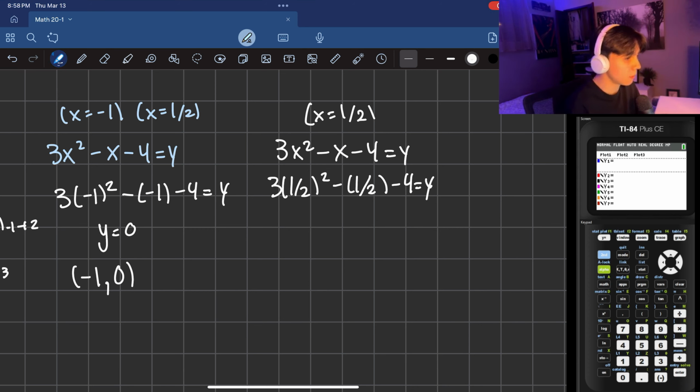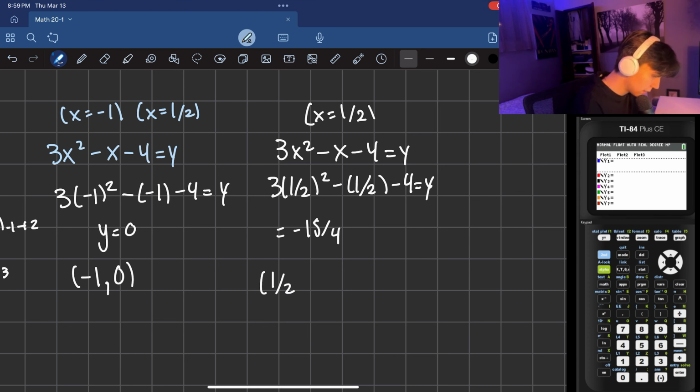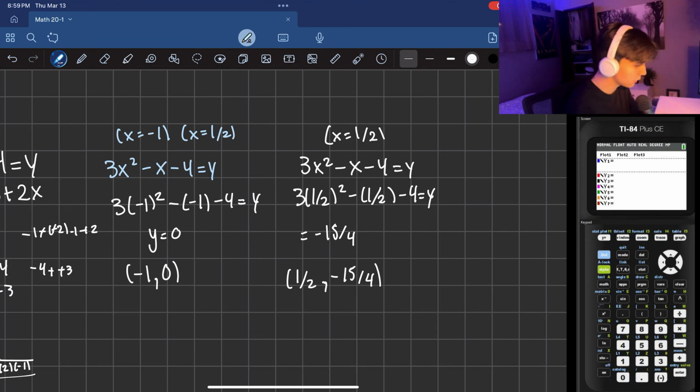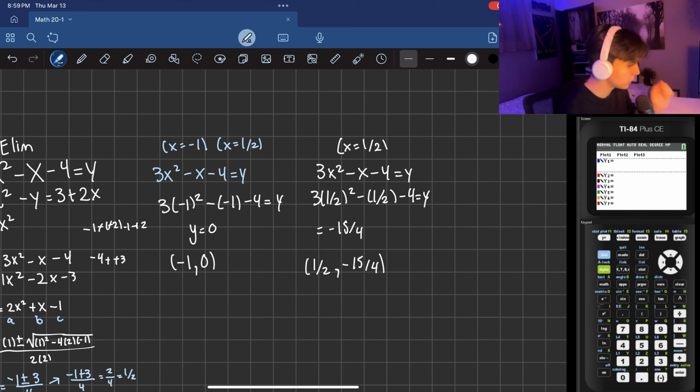So I'm going to plug all of that into our calculator here. It should look like this. That gives us an answer of -15 over 4. So where x is -1 over 2, or 1 over 2, you get an answer of -15 over 4. So these are going to be your two solutions, and that's how you solve by using elimination.